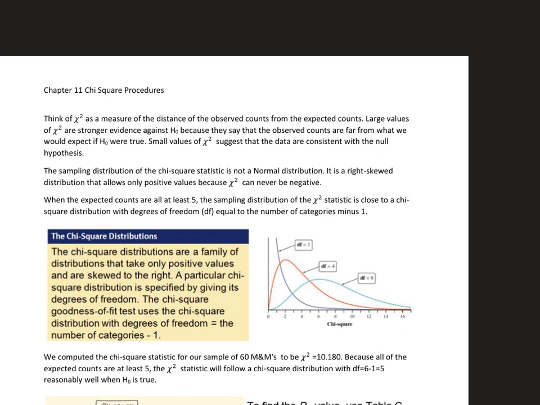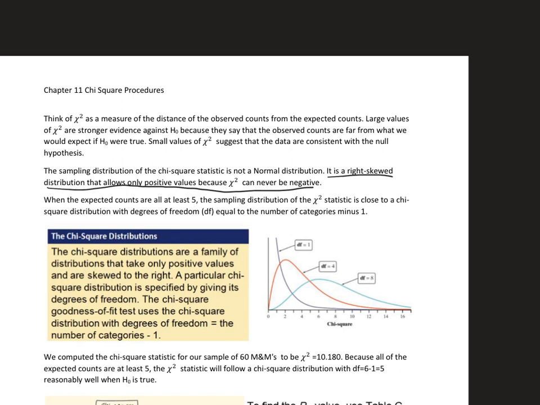Large values of chi-squared are stronger evidence against the null, because they say the observed counts are far from what we would expect if it was true. Small values of chi-squared suggest that the data are consistent with the null hypothesis. The sampling distribution of the chi-squared statistic is not a normal distribution. It is a right-skewed distribution, and the values are always positive. Chi-squared can never be negative. Think about it: we're taking a difference and we square it, so we get a positive value.